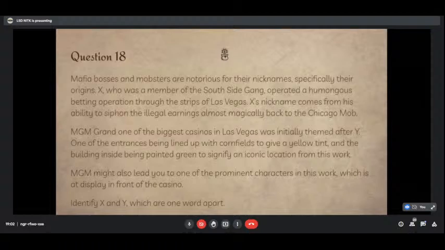MGM Grand is one of the biggest casinos in Las Vegas, which was initially themed after Y. One of the entrances being lined up with cornfields to give a yellow tint, and the building inside being painted fully green to signify an iconic location from the work, which is Y. MGM in itself is a big clue because it leads you to one of the prominent characters in this work, Y. And you can see a statue or model on display in front of the casino. Identify X and Y, X being the nickname and Y being the work, which are one word apart.